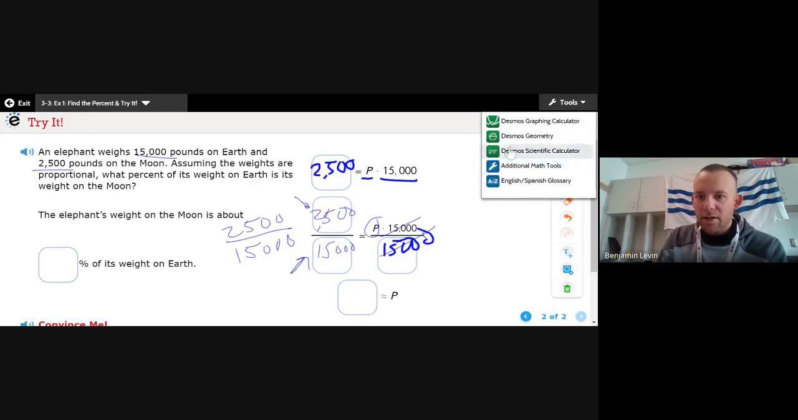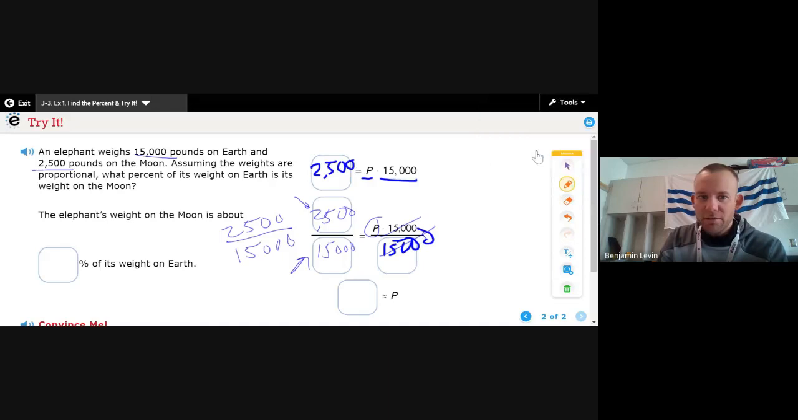We can do that here in Savas by using the Desmos scientific calculator.